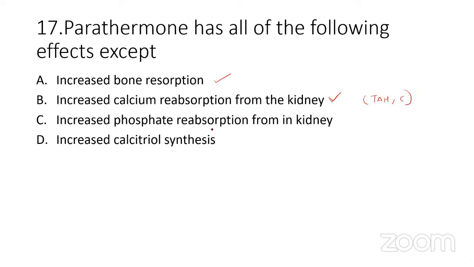This is the wrong answer: increased phosphate reabsorption from the kidney. It actually decreases phosphate reabsorption from the proximal convoluted tubule, and it also increases calcitriol synthesis. So the wrong option here is the phosphate reabsorption. Instead of increasing, it decreases phosphate reabsorption from the proximal convoluted tubule of the kidney.